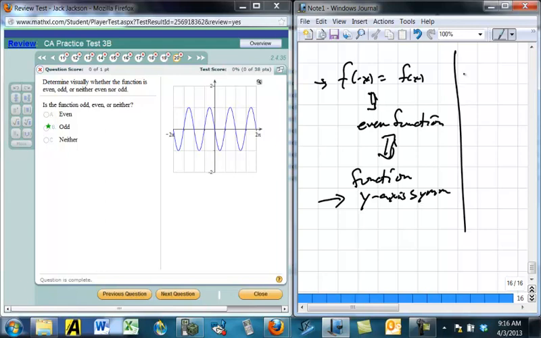To check for odd, the algebraic condition is f of minus x is the opposite of f of x. That's called an odd function.